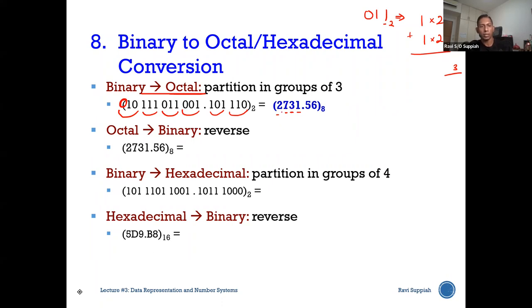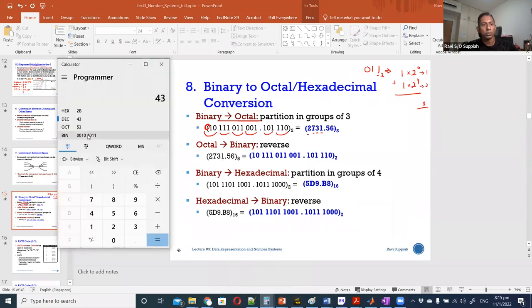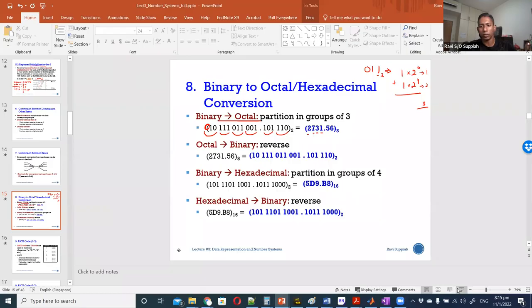Of course, the easier way, if you want, is to just use the calculator to convert. If you bring out your calculator, you just switch to binary, and you can key in, for example, 011. It'll give you 3. 101 gives you 5. So you can key in any binary number and it will give you the equivalent decimal value immediately. That is also another easy way to do the conversion.